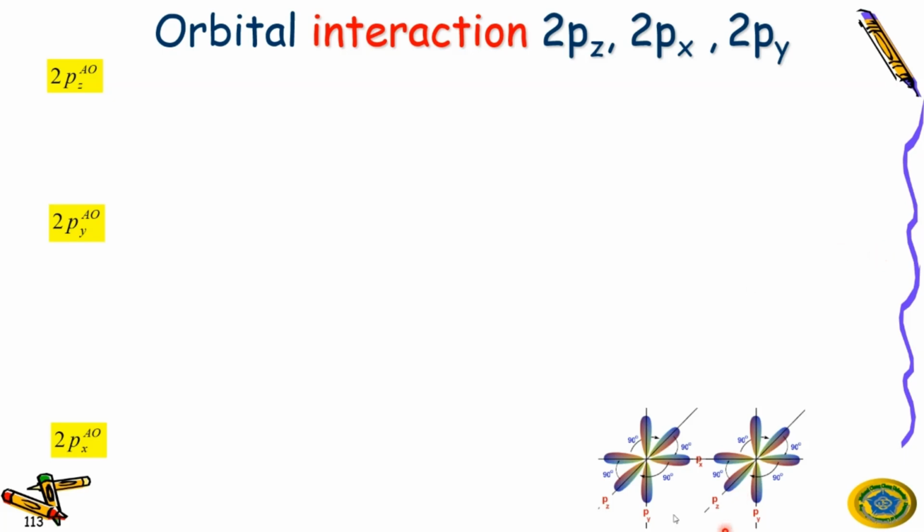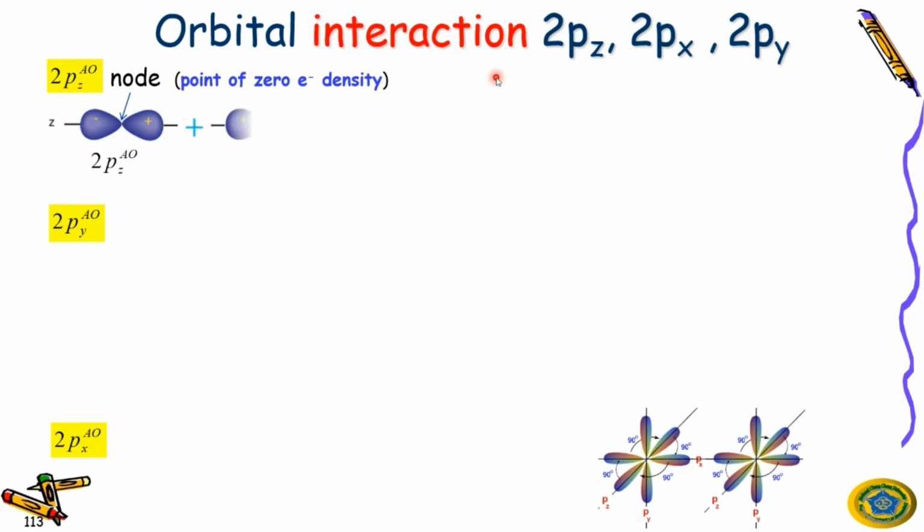So let's think of this in the z direction. The orbital interactions are 2pz, 2px, and 2py. For 2pz, you have this one here, and this one, and these two get together. This is called a node for the atomic orbital. A node means a point of zero electron density. You are very sure the probability of finding electrons in the center is zero. Of course the nucleus is here, so you don't have electrons in this region. Node.